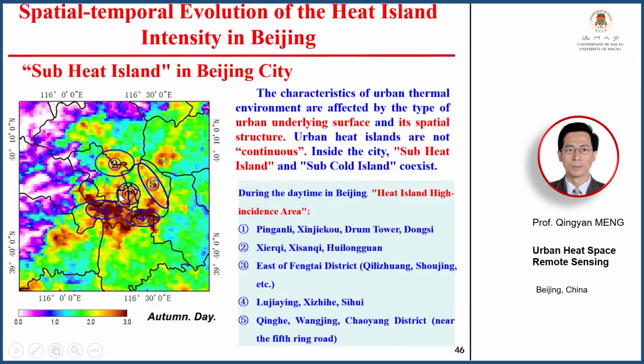We can know the characteristics of the urban thermal environment are affected by the type of the urban underlying surface and its spatial structure, just like the city's appearance. And the urban heat islands are not continuous. Inside the city, the subheat island and the subcold island coexist.